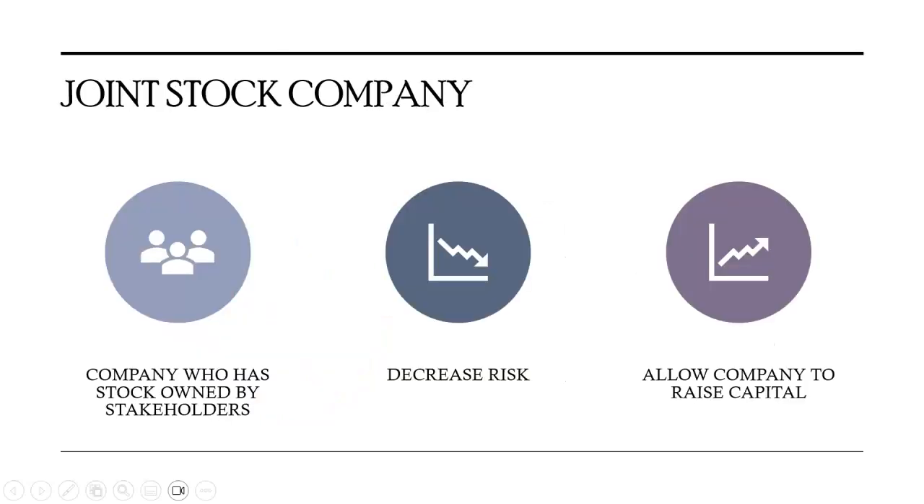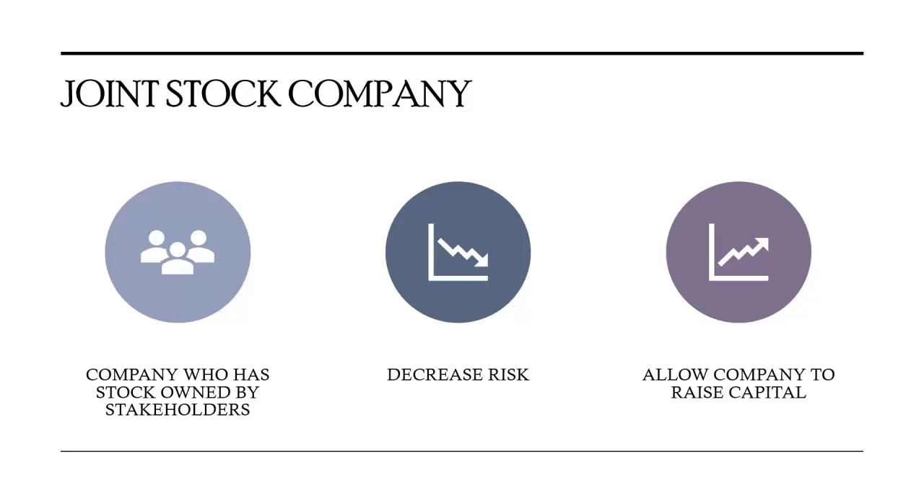Now, moving in, first and foremost, what the heck is a joint stock company? A joint stock company, as you can see, is simply a company that has stock that's owned by stakeholders. So instead of one individual owning the entire company, taking all of the risk of the company failing, it's going to be divided among individual people. So if that company does fail, it's not going to impact one person so much. It's going to impact a lot of people a little, versus one person a lot. This is going to decrease the risk, which is why companies are going to become joint stock companies in the first place. And number two, it allows the company to raise capital, or raise money.